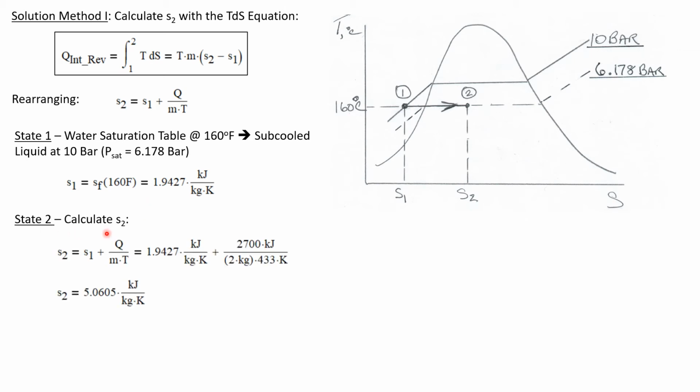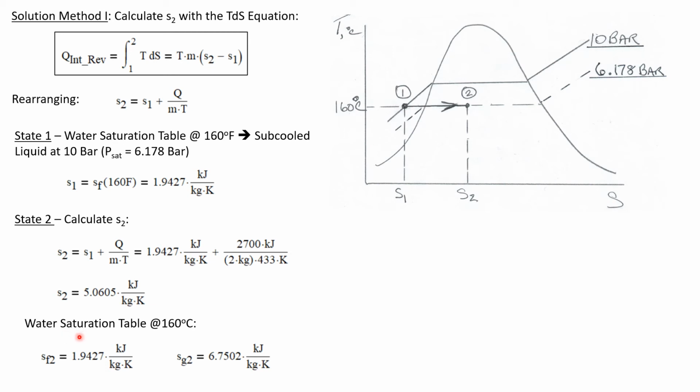Well, now we can calculate the entropy at state 2. We said it was just the entropy at state 1 plus Q over mass times temperature. Well, we have the value of S1. Q is 2,700 kilojoules, the mass is 2 kilograms, and the temperature is 433 degrees Kelvin. So I calculate that the specific entropy at state 2 is 5.0605 kilojoules per kilogram K.